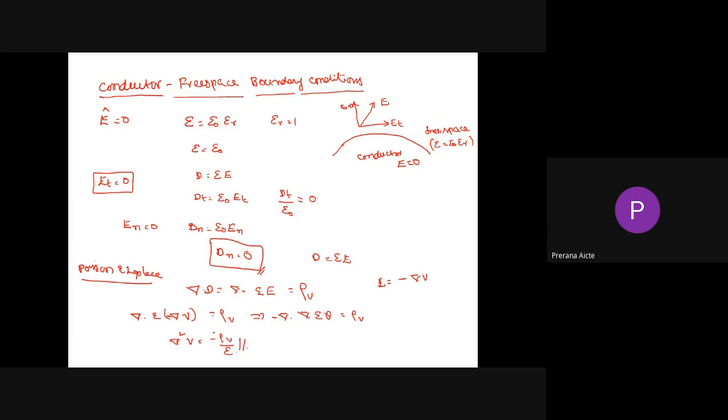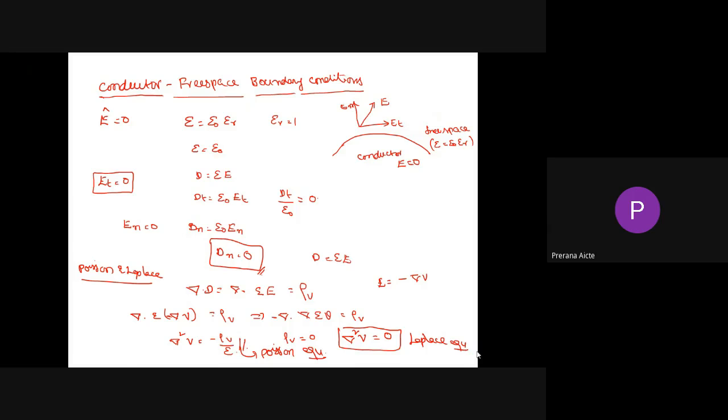For the special case where rho V, the volume charge density, is equal to 0, that is in a charge free region, the Poisson equation becomes del square V equals 0. This equation we call the Laplace equation. This is the Poisson equation, and this is the Laplace equation. So these are the boundary conditions and Laplacian equations.